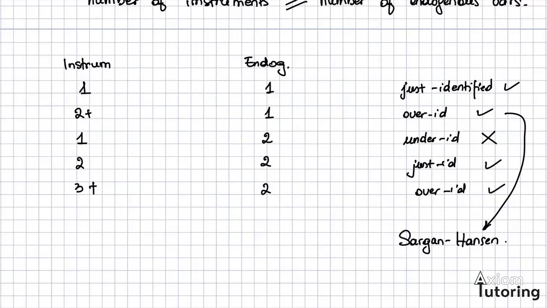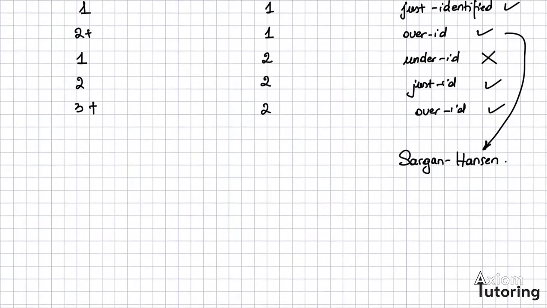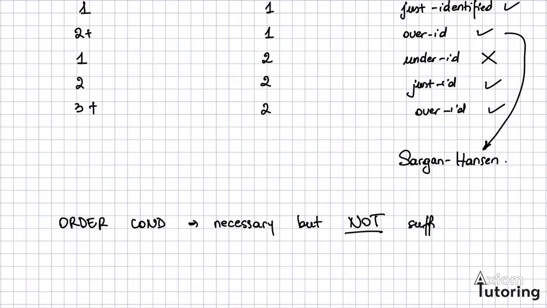Now, the other thing that you need to remember is that the order condition is necessary, but not sufficient. Okay? So that means that even if you satisfy the order condition, it does not guarantee you that the 2SLS will work. So you can have enough instruments in terms of counting, but if they are all essentially measuring the same thing, then they don't provide independent information.